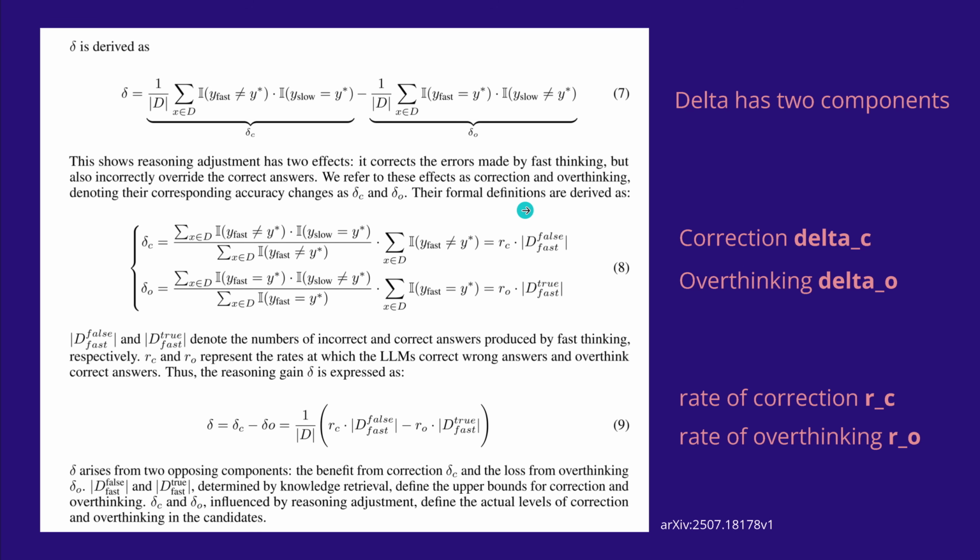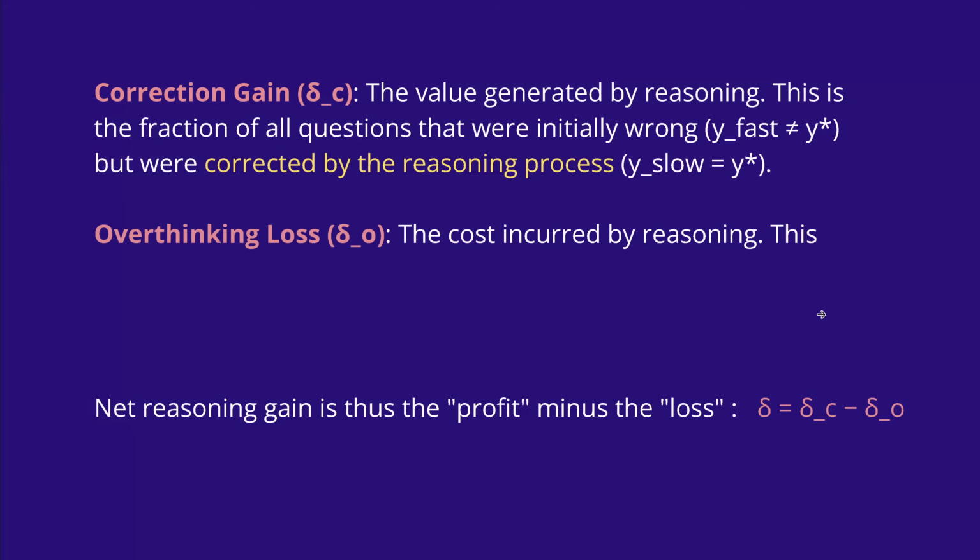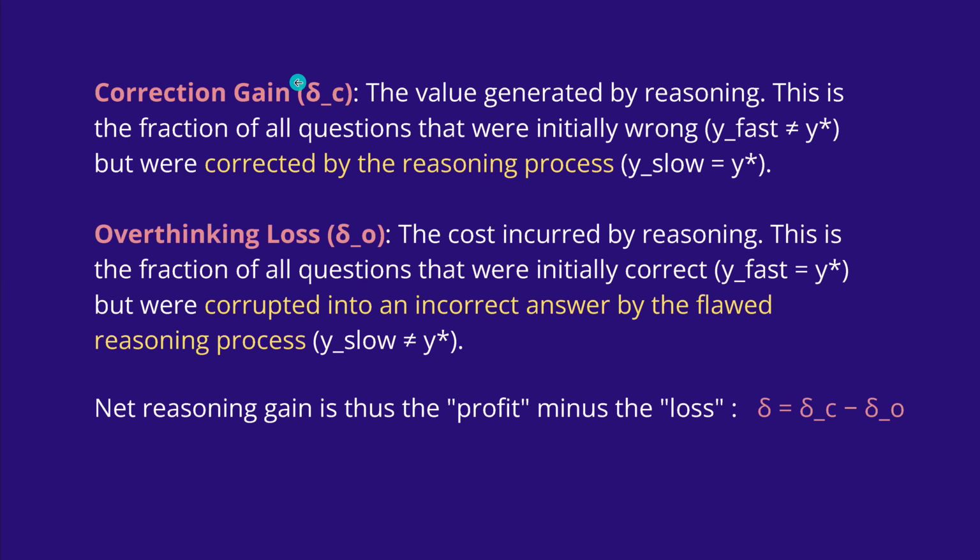And they said, yeah, you know, we have also here to look here, if you want, at the rate of correction and the rate of overthinking, if we normalize it, because we want to have here a real precise parameter. So again, we have a delta C and a delta O. The delta C is, if you want, the correction gain. This is the value generated here by the reasoning of the LLM. This is the fraction of all the questions that were initially wrong, but were corrected now by the reasoning process of the LLM. And this is great, so we improve our performance.